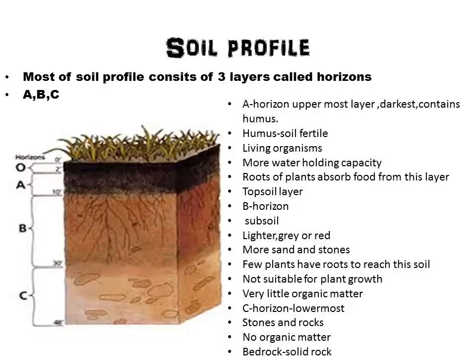Now coming to the C horizon. The C horizon is the lowermost layer. You can see that the last layer is the C horizon. It has stones and rocks present. There is no organic matter present in it, and beneath the C horizon the bedrock is present. Bedrock is the solid rock. So you can understand about the soil profile that it has three layers, A, B and C, with different properties for the A, B and C horizons.